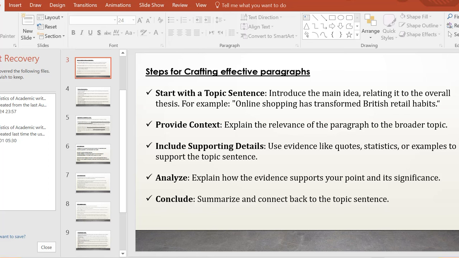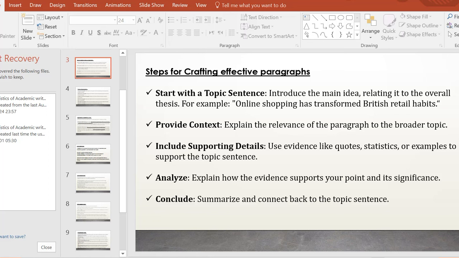So writing a paragraph starts with the topic sentence. Here in the topic sentence, you have to introduce your main idea, and it is considered as the overall content of your thesis. And the next thing is you have to provide a context. Here in this session, you have to give a background explanation to show how the paragraph is related to the overall context.